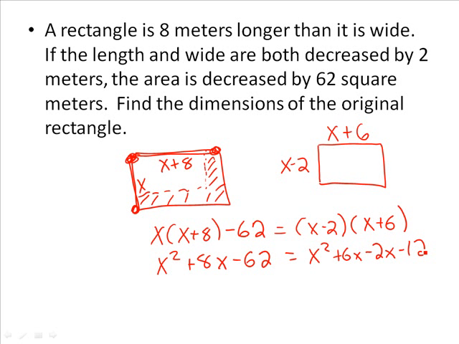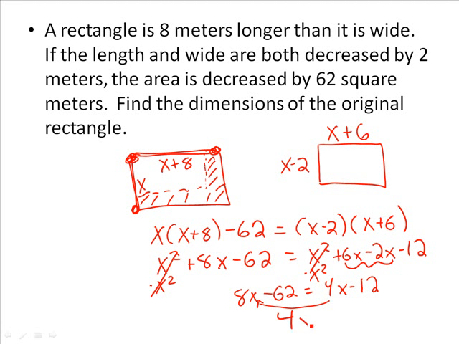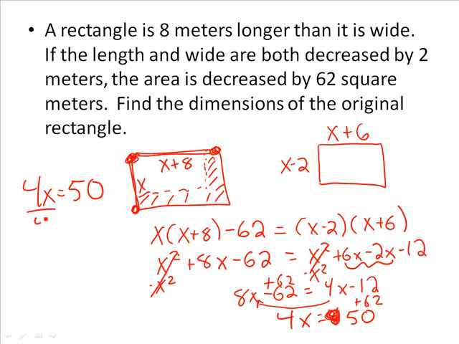So now, hey, there's that x squared thing again that I can subtract, and that's going to cancel from both sides. I'm going to get 8x minus 62 equals, putting those together, 4x minus 12. Moving my 4x over here and subtracting, I get 4x. Adding my 62 over to the other side, I'm going to get 50. Let me just finish that up over here. 4x equals 50. We're not going to get a whole number solution here, and that's okay.